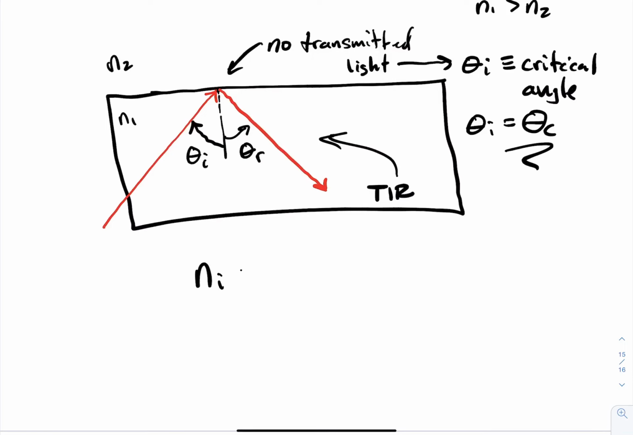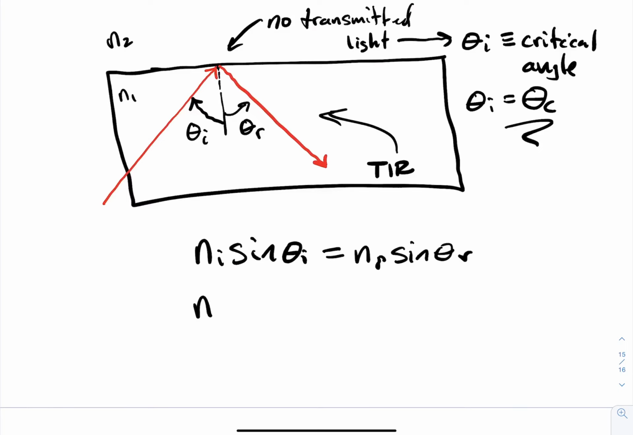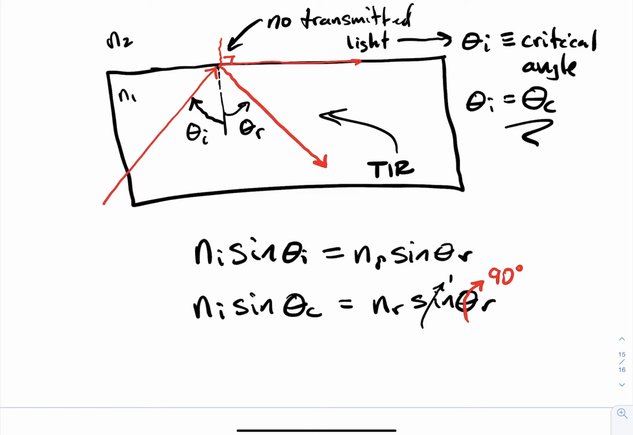So Snell's law was n_i sine theta_i equals n_r sine theta_r. Now we want the critical angle, so n_i sine theta critical equals n_r sine theta_r, but theta_r is not being transmitted. In other words, what is really happening is it's being transmitted at 90 degrees, and so we don't see it. So the point is theta refracted is 90 degrees, and if you recall from math, sine of 90 is just 1. And so n_i sine theta_c for critical is equal to n_r, which is n2 in our case.